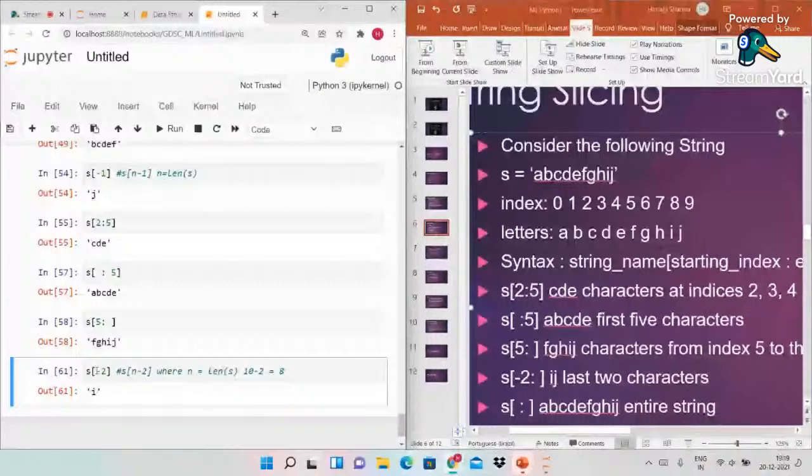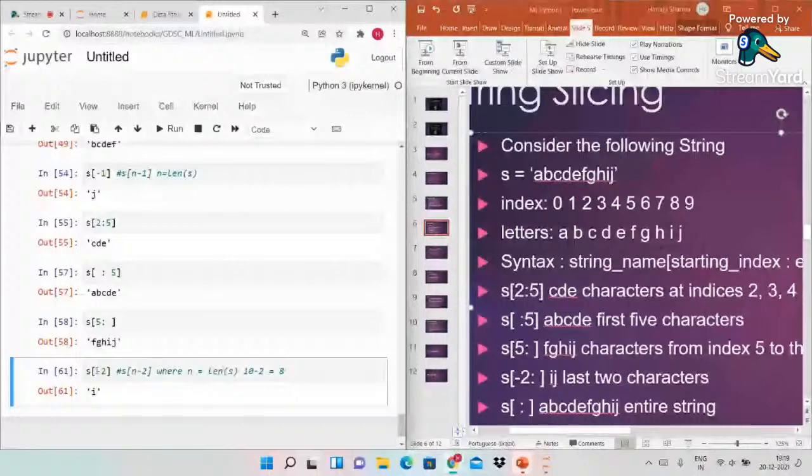S of minus 9 is equivalent to S of 10 minus 9, which is equal to S of 1. What do we have at 1? It is P. And similarly, S of minus 2 is equal to S of 10 minus 2, which is equivalent to S of 8. Isn't it? So now this is equivalent to S of 1 to 8. I want them to be executed, that is the reason I'm writing it like this. It's also like both of these.